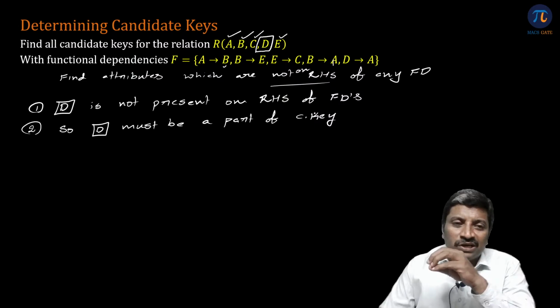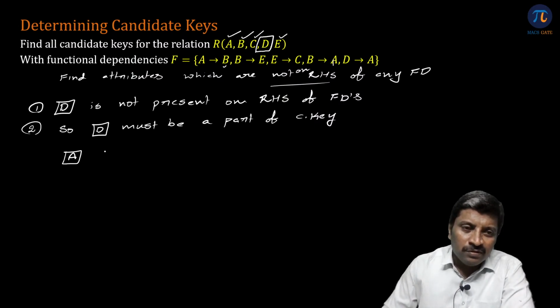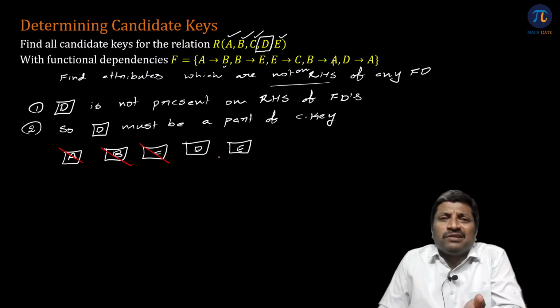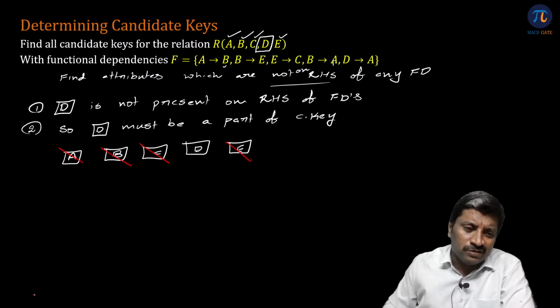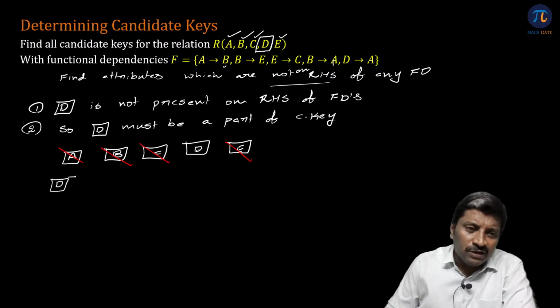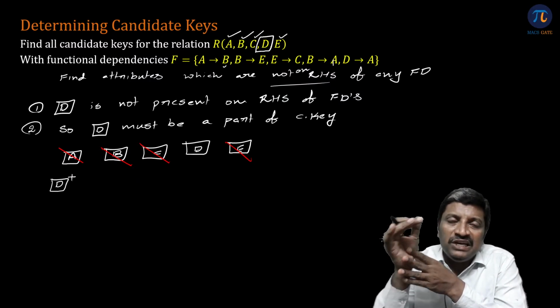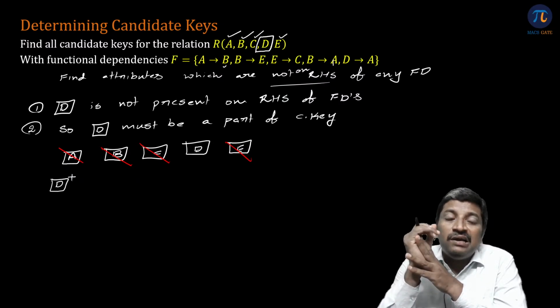That means no need to consider the single sets A, B, C, D, E. In this example, these are the possibilities. Here, this no need to consider because D is not a part of it. This no need to consider. D is not a part. D is not a part. Here, D is a part of itself, right? So this also I should not consider. Now in singleton sets I need to verify only this one, D closure. If by luck the closure contains all attributes, it will be the one and only candidate key.